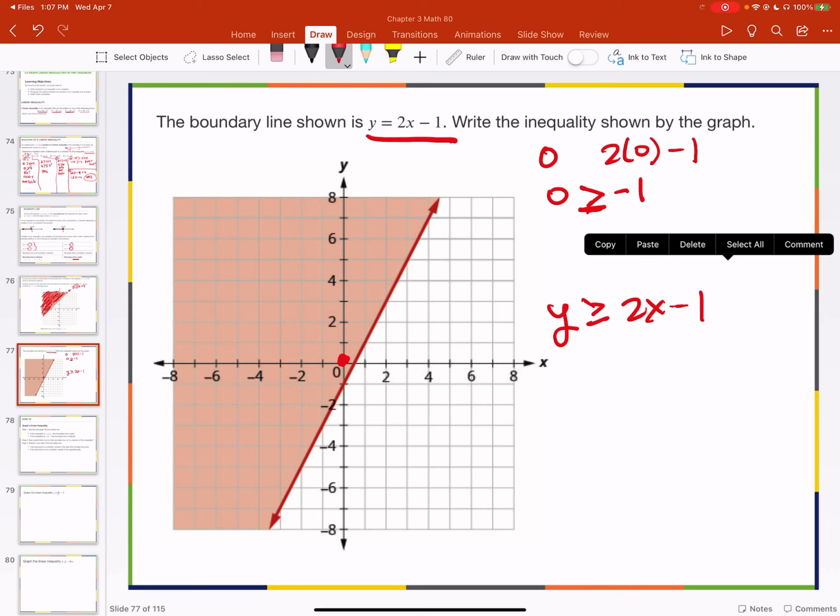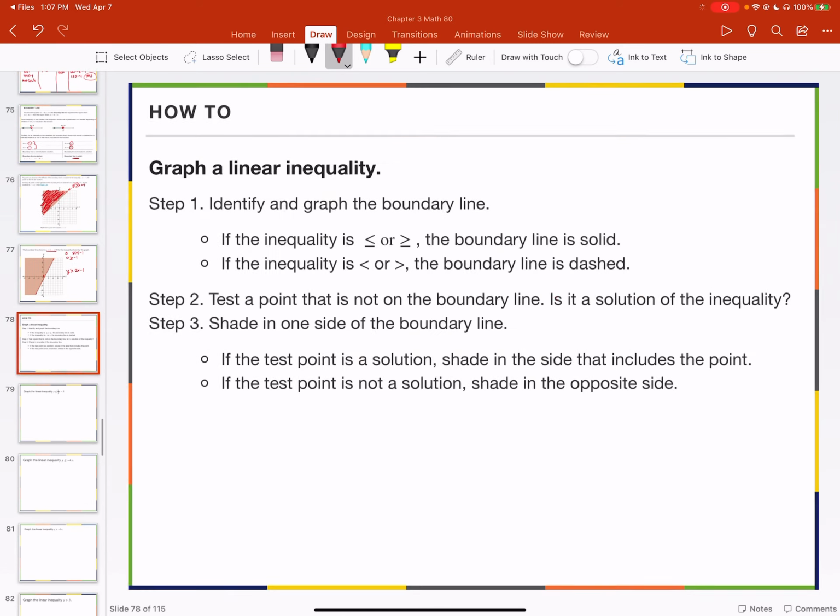So how do we graph it? Let's say we're just given the inequality. First of all, we need to identify the boundary line and graph it. If the inequality contains the equal sign, it's solid. If it's a strict inequality, then it's dashed. Then we choose a test point and see if it's true or false. If it's true, we shade the side that includes the test point. If it's false, we shade the opposite side.